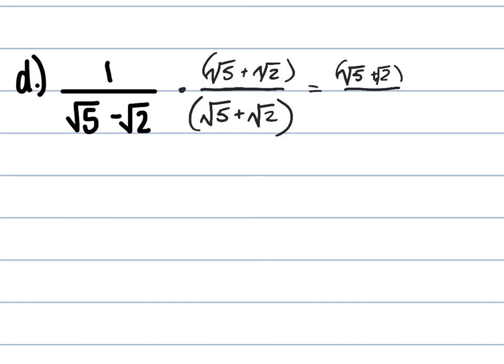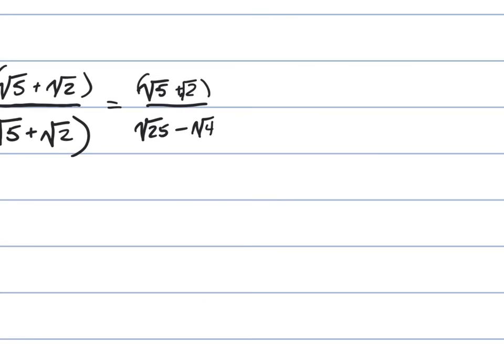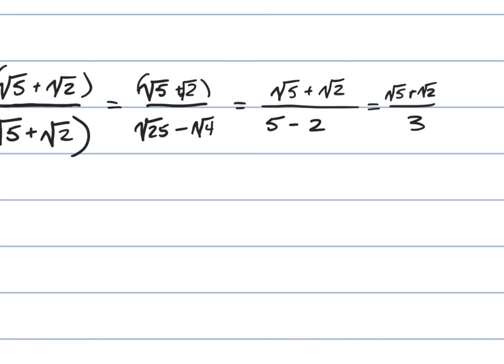What does the bottom become? First times first, last times last. The square root of 25 minus the square root of 4. Let's just work that out. So the square root of 25 is 5, minus the square root of 4, which is 2, which ultimately becomes 3. So we get the square root of 5 plus the square root of 2, over 3.